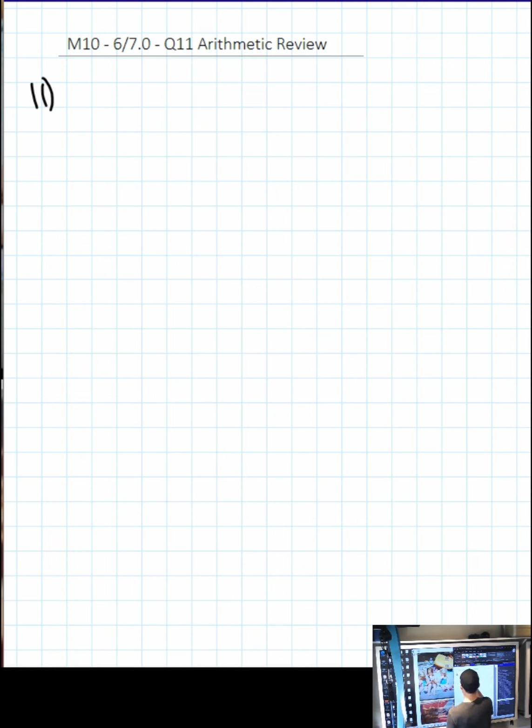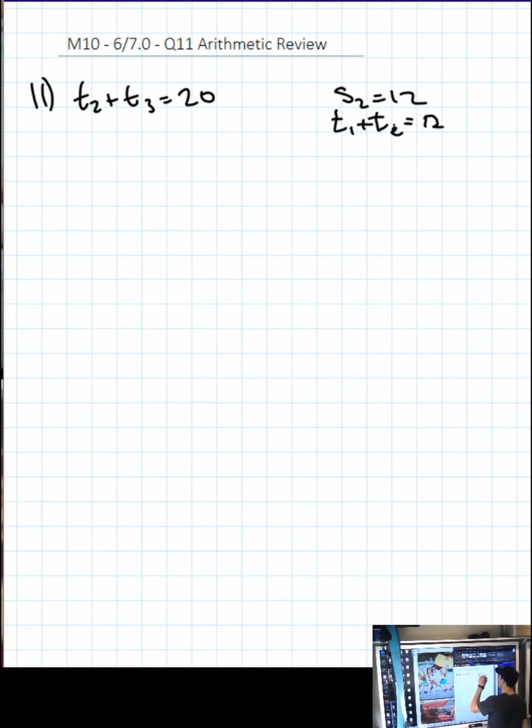Okay, number 11. T2 plus T3 equals 20, and S2 equals 12. So let's start on the equation on the right. S2 is the sum of the first 2 terms, T1 plus T2 equals 12. So we know that T2 is just T1 plus D. So T1 is simply T1, then substituting for T2, T1 plus D equals 12. Therefore, 2T1 plus D equals 12.